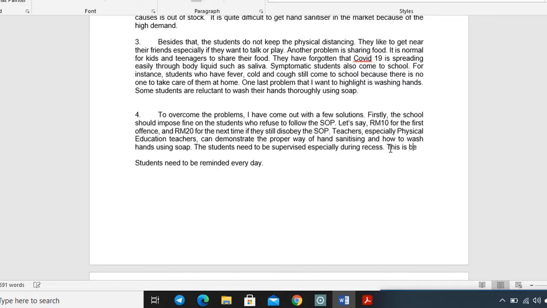This is because they always forget to do what? Why does the teacher need to supervise you? Okay, you need to be supervised by teachers, especially during recess. This is because they always forget to maintain the SOP.